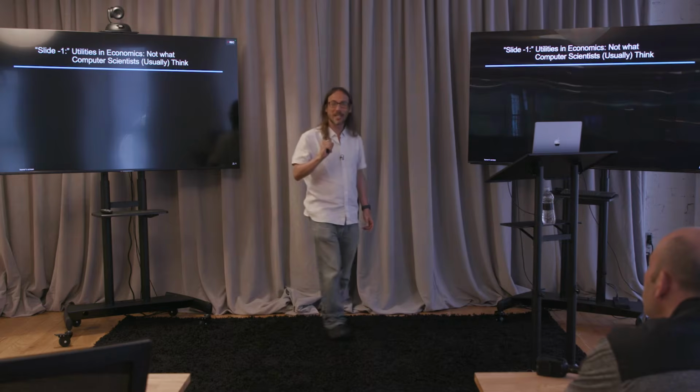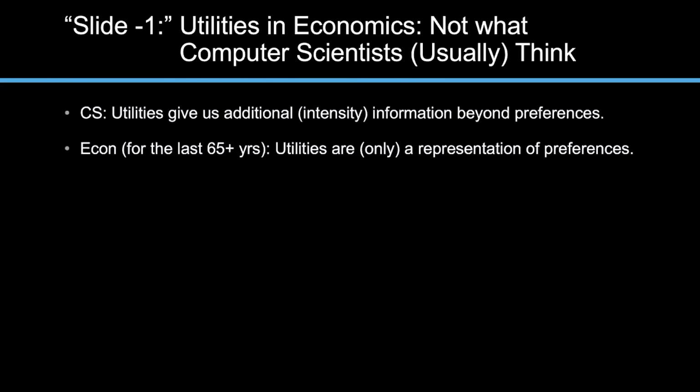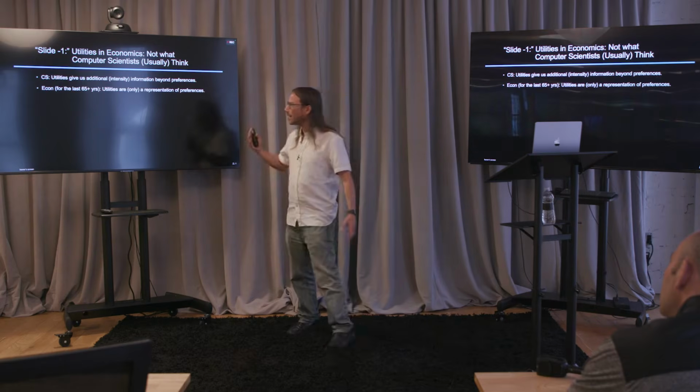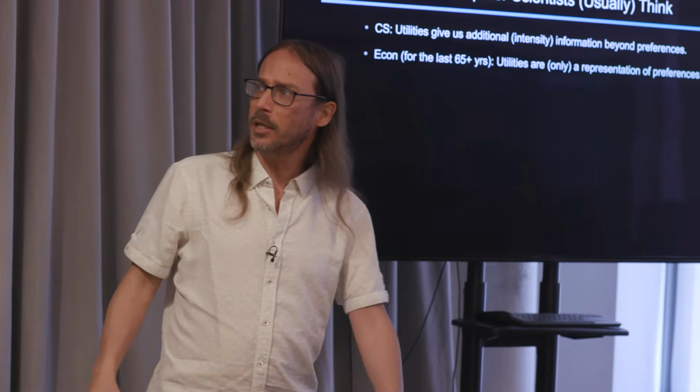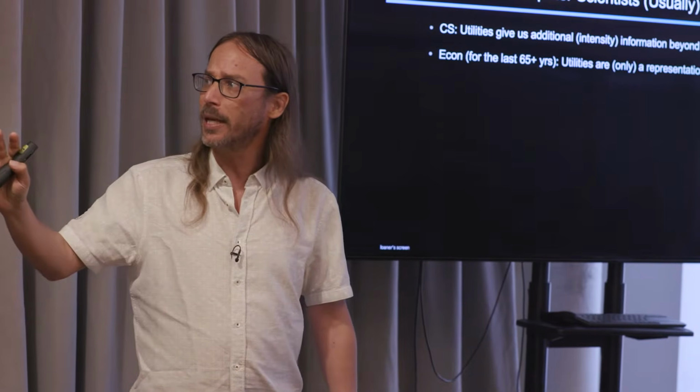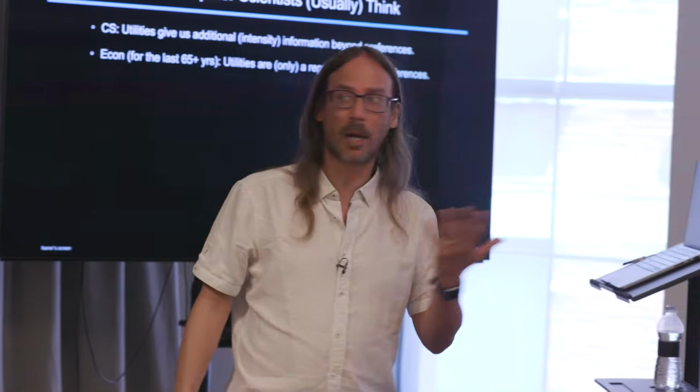So let's talk about utilities for a second. It took me quite a while to realize that computer scientists and economists actually mean two different things when they say utilities. Usually, giving a bit of an oversimplification of both, within computer science, especially within the computational social choice community, they think about utilities as giving additional intensity information beyond the ordinal preferences. While in economics, at least for the last 65 plus years, utilities are no more than a representation of the ordinal preferences. So you might ask, what do these numbers mean?